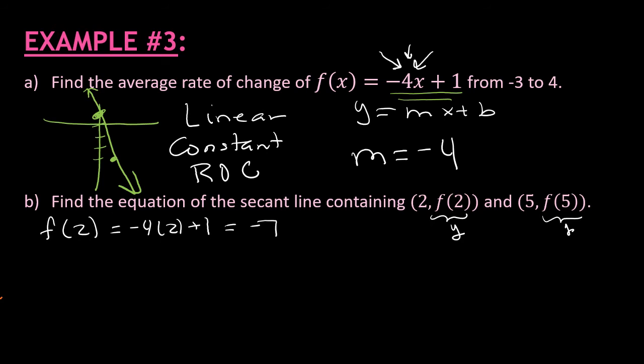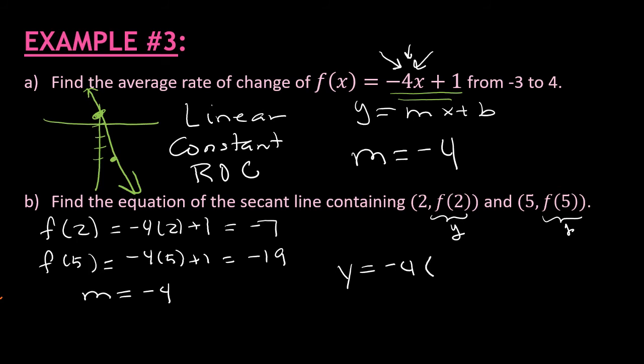So f of 2 gives me negative 7, and then f of 5 gives me negative 19. And really, I didn't need both of those because I know that my slope is negative 4 from the previous problem. So I can do y, I'm going to do HK format. y equals a, which is my slope, times x minus h, which is your x coordinate, plus k, so plus a negative 7, and we are good.